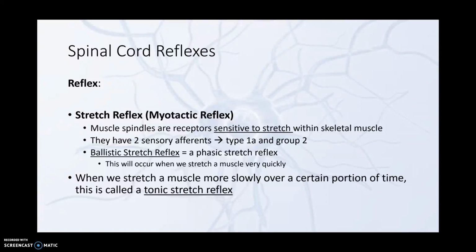So a stretch reflex is called a myotactic reflex. Muscle spindles are receptors sensitive to stretch, like we talked about, within skeletal muscle, and they have two sensory afferents, type 1A and group 2. A ballistic stretch reflex is a phasic stretch reflex. This occurs when we stretch a muscle very quickly. When we stretch a muscle more slowly over a certain portion of time, this is called a tonic stretch reflex. This is most important with maintaining posture.